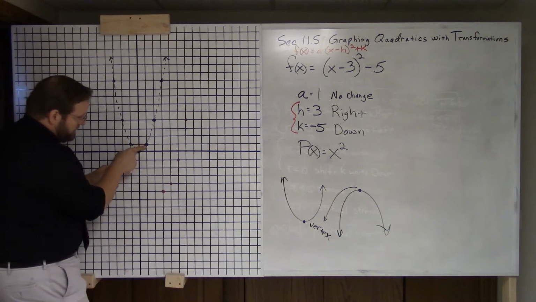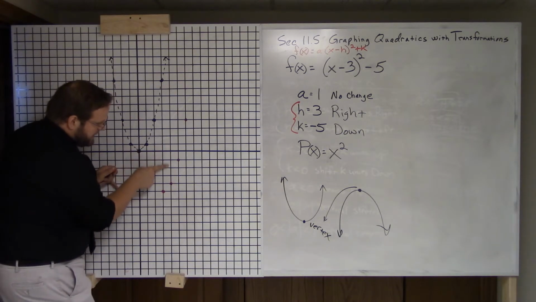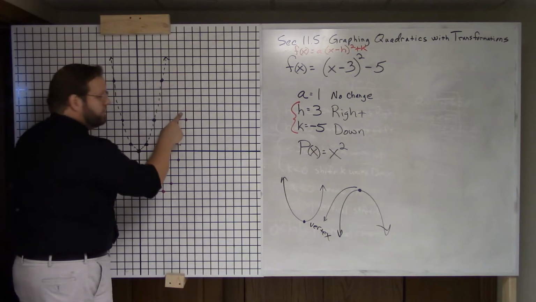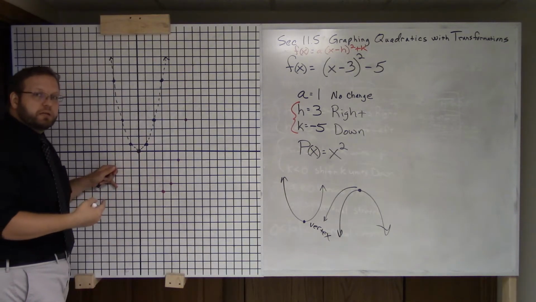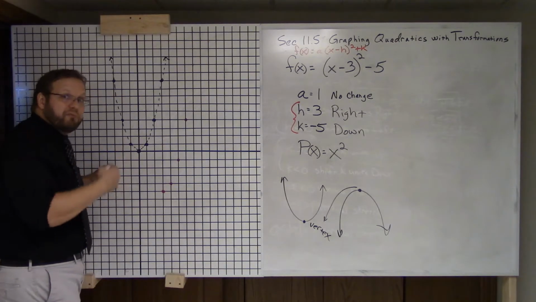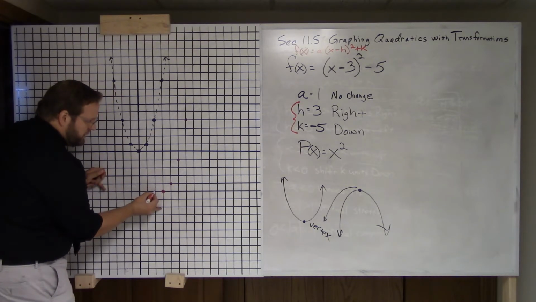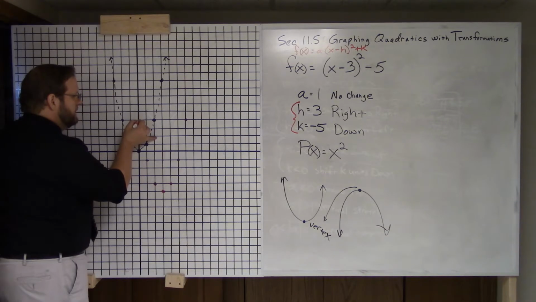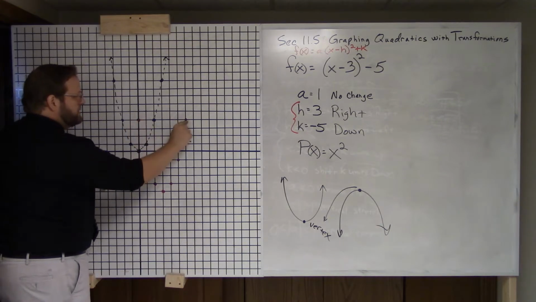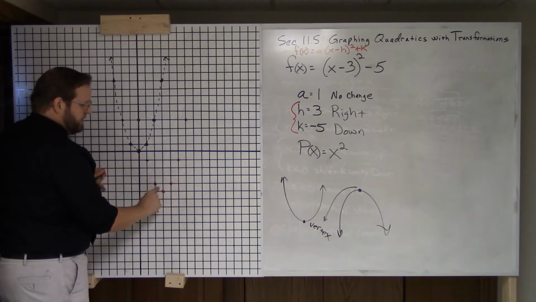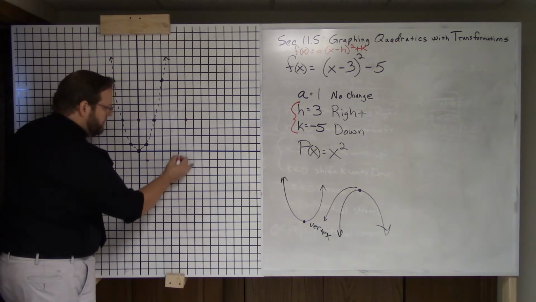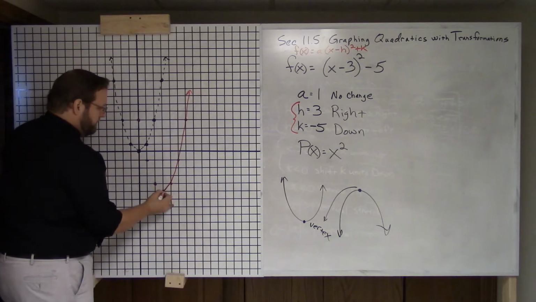Okay? And notice, I went right 3 down 5. Here I went right 3 down 5. Here I went right 3 down. That translation is still going to be there, but I didn't have to count every single one of them. Same thing. Left 1 up 1. Left 2 up 4. Left 3 up 9. Notice these points are on the same level. That can help you make sure that you're on the right track. And then this is my final graph.